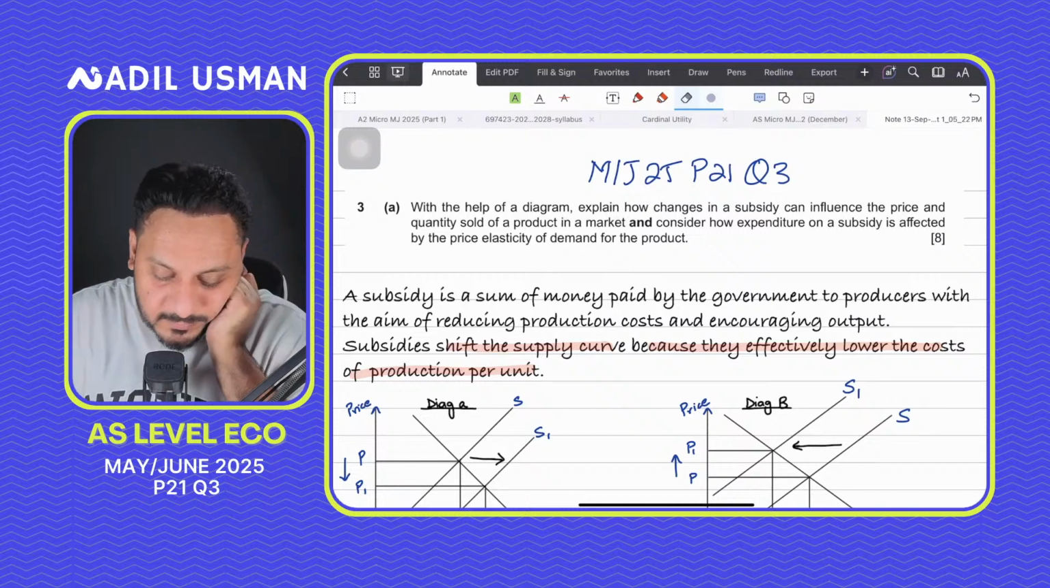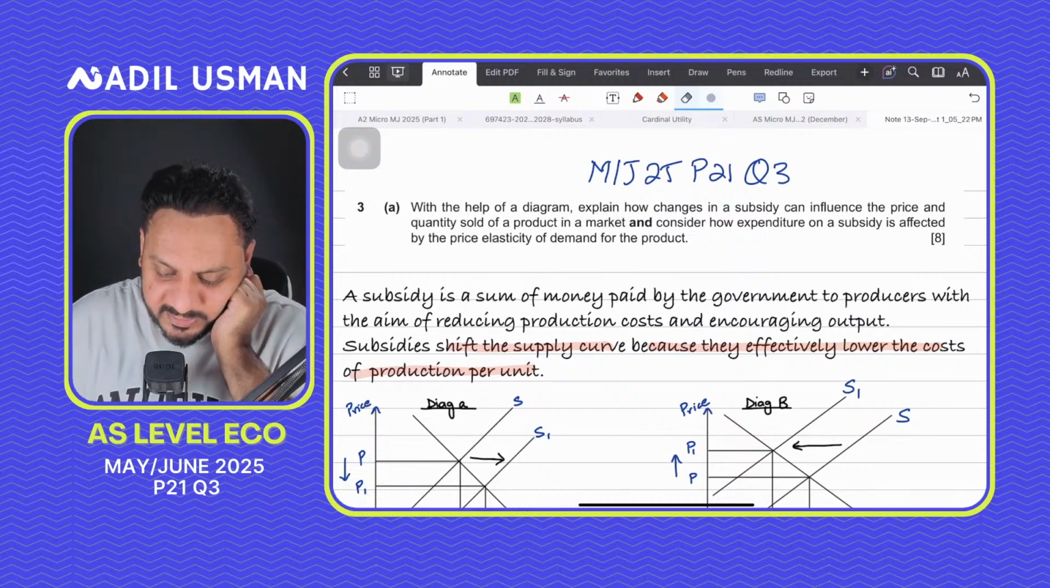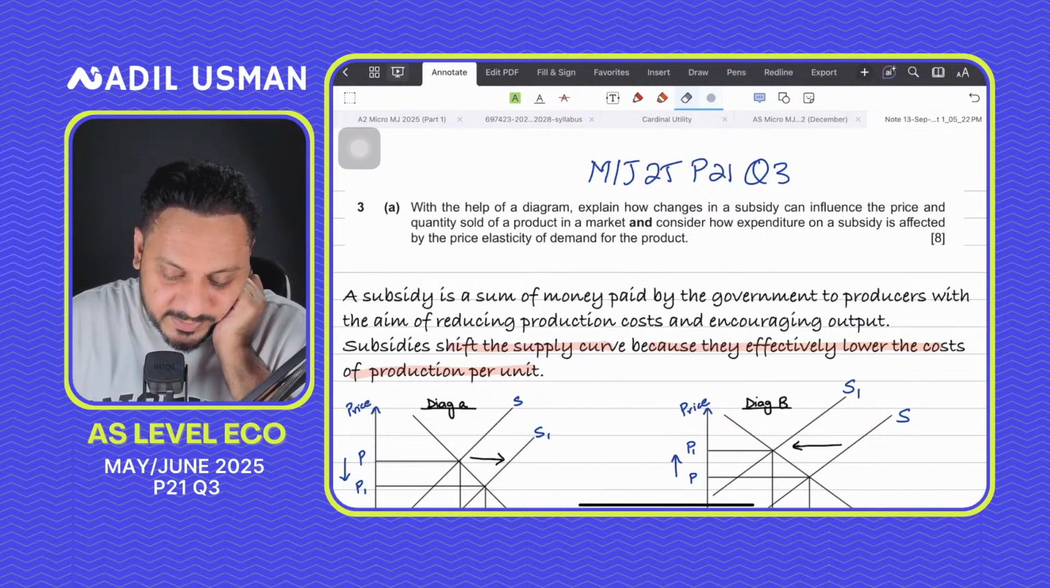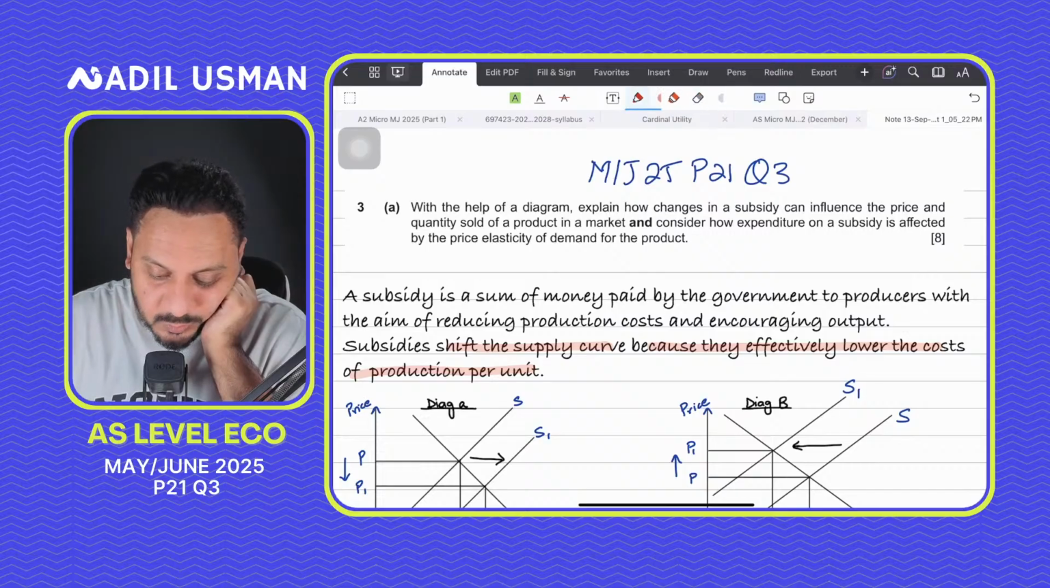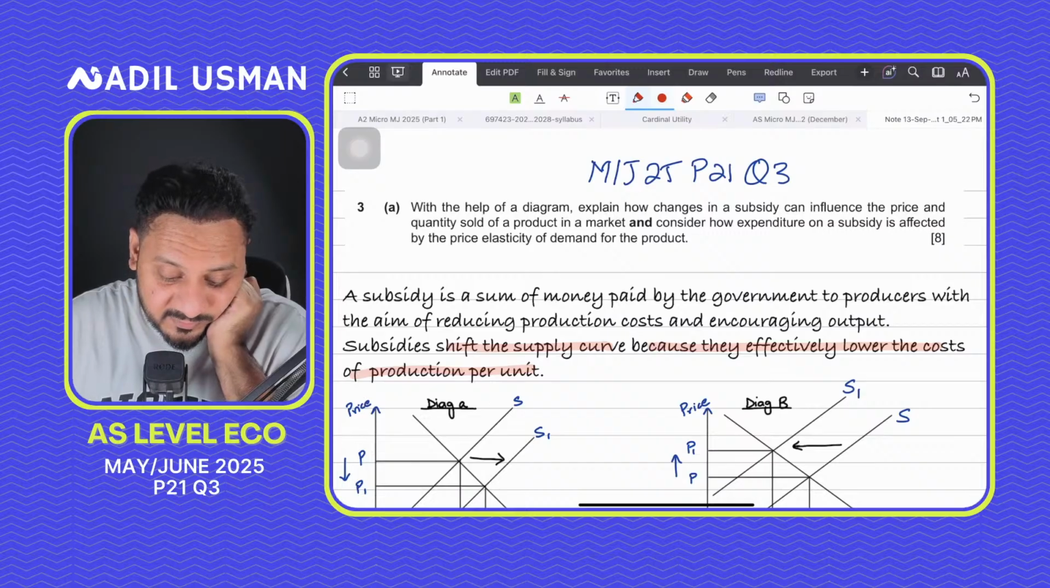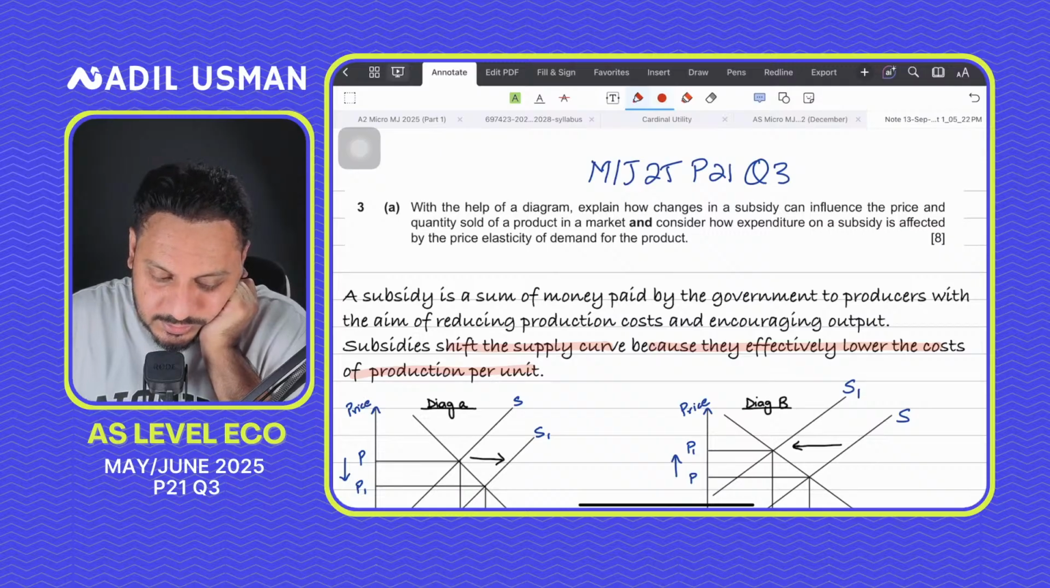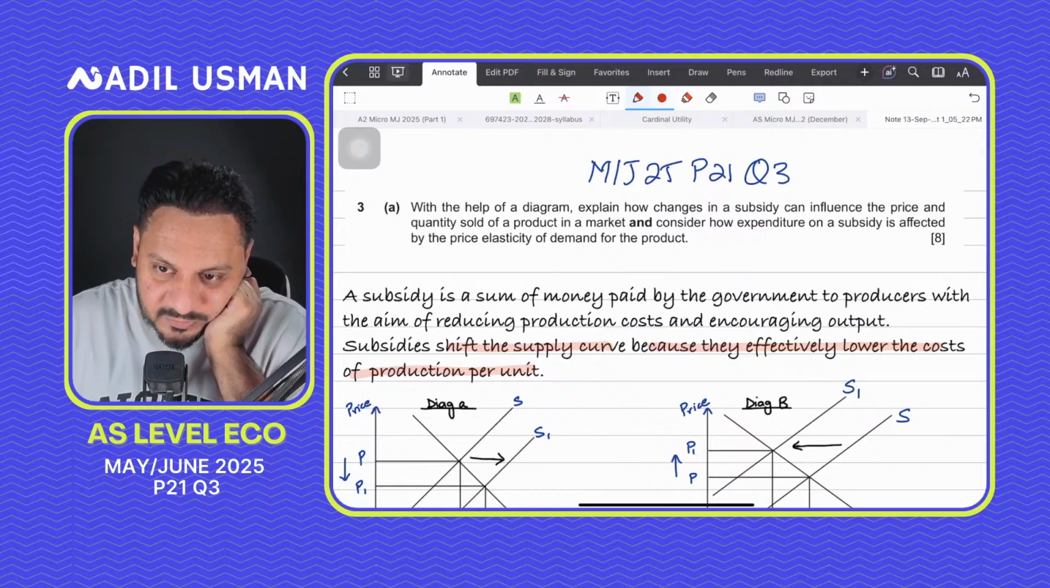Anyways, so the question says, and consider how expenditure on a subsidy is affected by the PED. Yes, Khatija, what do you think you will write? How the expenditure on subsidy is affected by the PED? What do you think would be the answer for this?